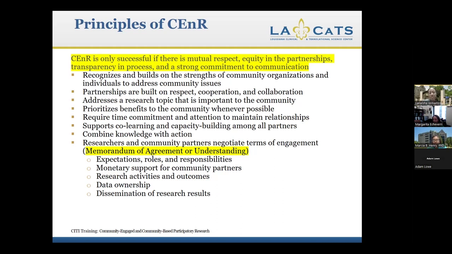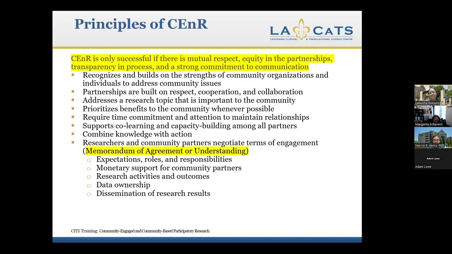Also, some additional principles of community engaged research is really being able to prioritize those benefits to the community, understanding that it is going to require a time commitment and attention to maintaining those relationships, like I mentioned. Also, understanding that we're going to be learning from each other, so co-learning, and it also takes capacity building among partners.